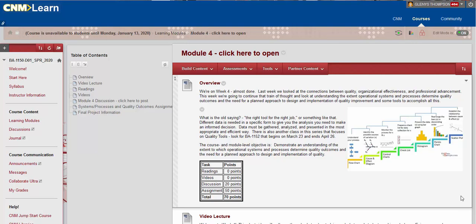Now we're going to continue that and look at understanding the extent operational systems and processes determine quality outcomes, and the need for a planned approach to design and implementation of quality improvement, and some tools to accomplish this. What does that all mean? There's a famous old saying, the right tool for the job, or the right tool for the right job. I'm not real sure. I didn't look it up.